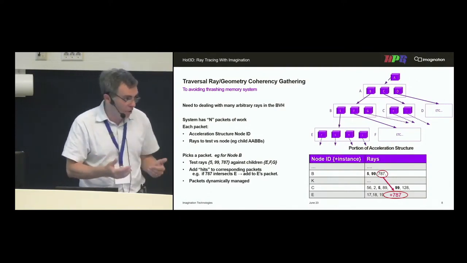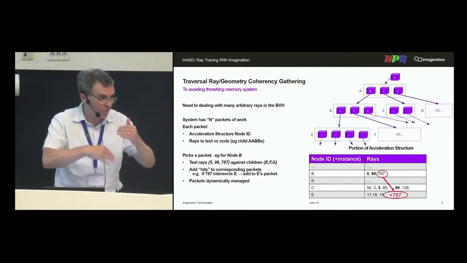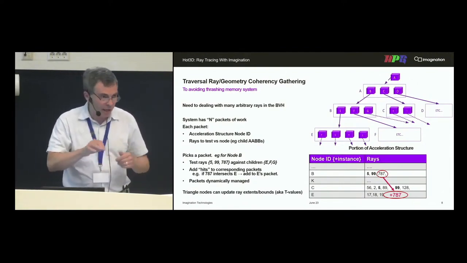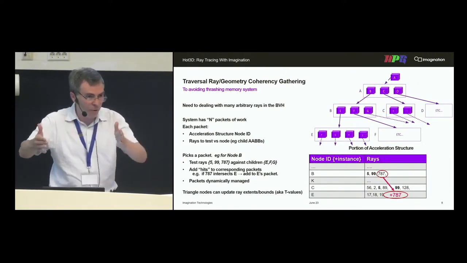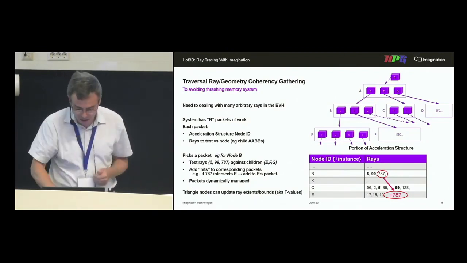Now the packets are all completely dynamically managed, so as they become empty, they will get released into the system and be able to be added to other things. Also, triangle nodes can update the extents of the ray so that later tests can eliminate boxes if they're further away.